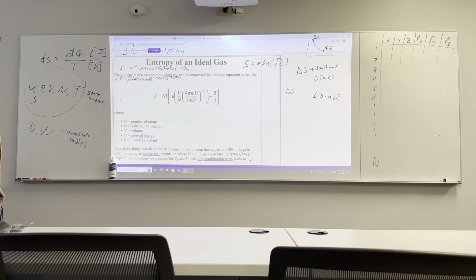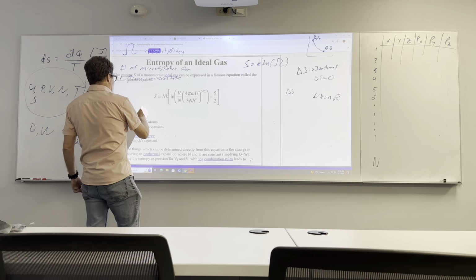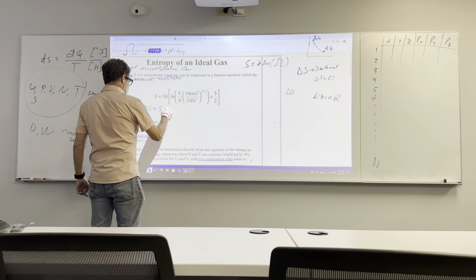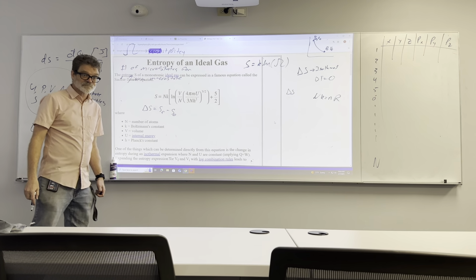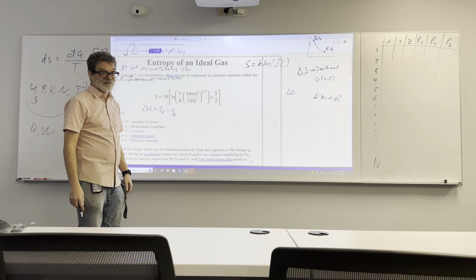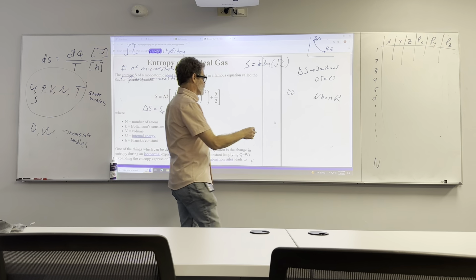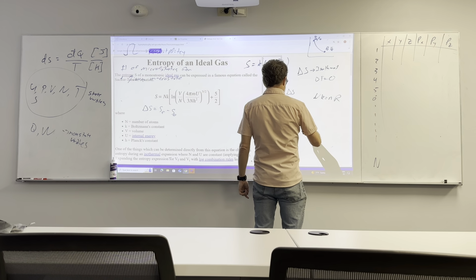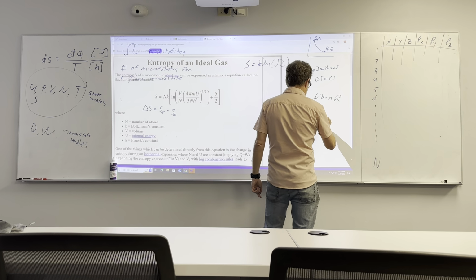So the first thing we gotta do to get delta S is take S final minus S initial, right? So that means I'm gonna have to put in V final and V initial. But luckily, I can use a property of log to make this easier. Log of A times B. How can I simplify that?